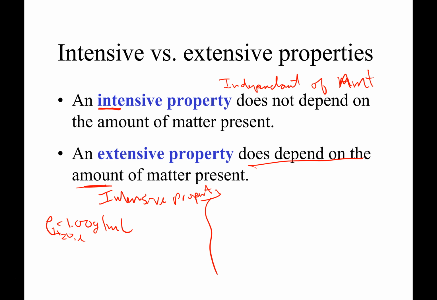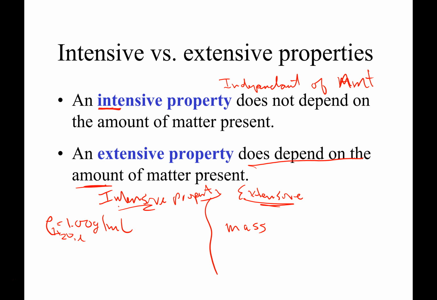So, let's see, extensive. And these are things that you'll be like, is that a property? Are you sure? Well, mass. Mass is a property of a chunk of matter you're looking at. You know, the property of this chair is it has a certain mass. But what is the mass of 10 chairs? Okay, it depends on amount. It does depend on amount.